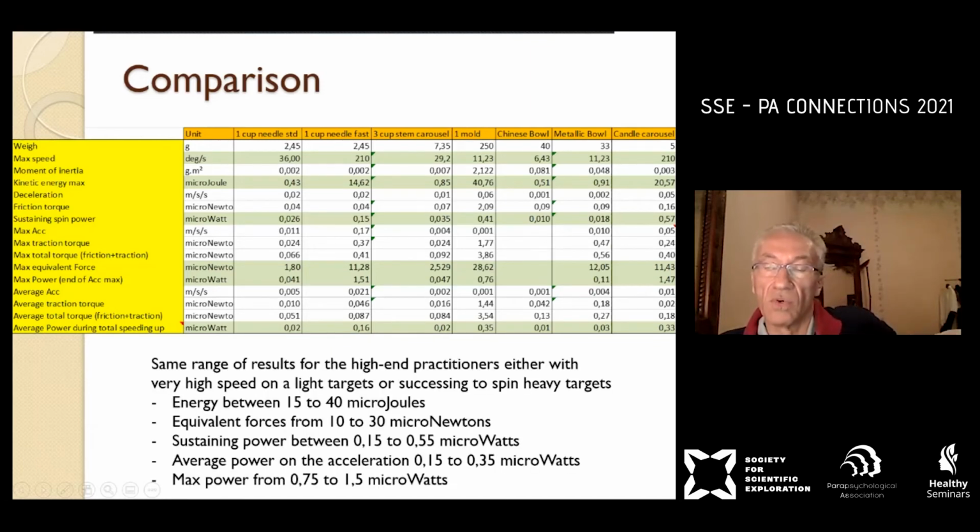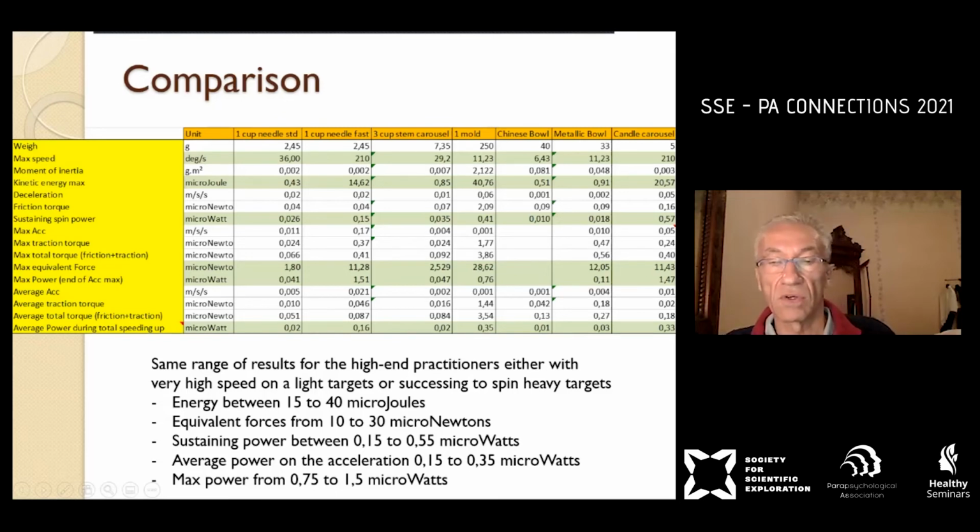What's important to see is that when we speak about high-end practitioners, it was people who are able to make the highest speed for the light torque, like the first video we saw. For example, here, one cup middle very fast, and we were able to go to 14 microjoules and 0.5 microwatt for the sustaining power. And also when we have a mold, you are able to be at 40 microjoules, and with the candle carousel, which was very fast, at 20 microjoules.